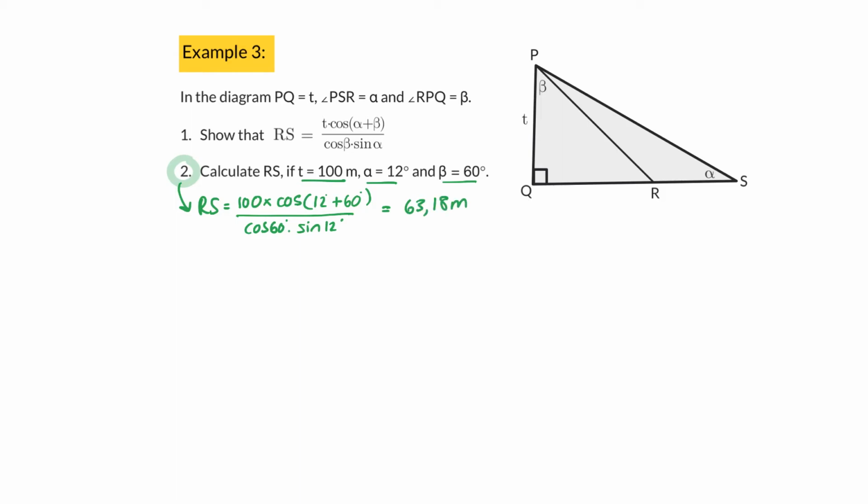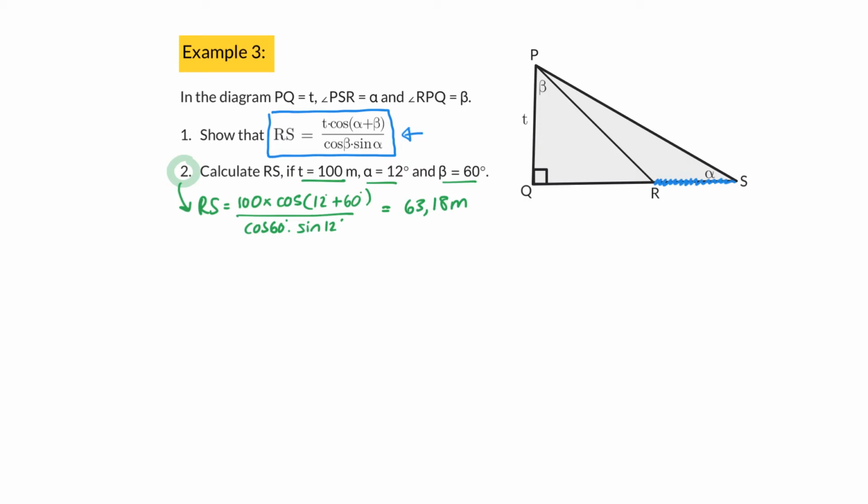So with these questions, don't give up. Often you can do the second part without having done the first part. Now let's go back to the first part. It asks me to show that RS is that. So I want to find out the length of RS. Now with questions that say show that, it doesn't mean that you must use this piece that they've given you. You actually just need to work out the length of RS, and you're expecting your answer to be T times cos of alpha plus beta over cos beta times sine alpha. And the reason why they're saying show that is so that you can do the second part.